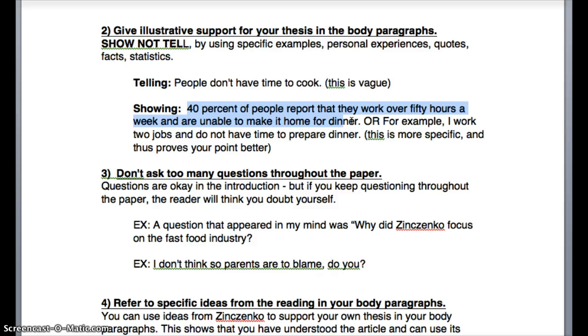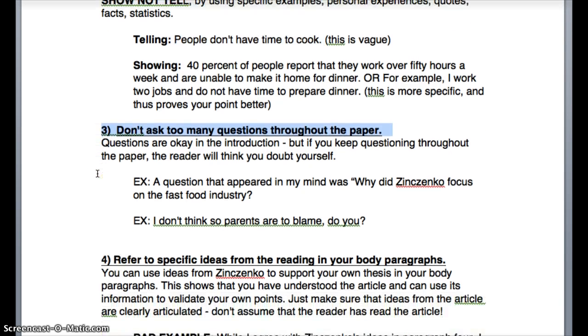It's not just telling. Here's another example, which is a personal example. "I work 2 jobs and therefore do not have time to prepare dinner." Okay? This is giving your personal experience, and this works as evidence in your body paragraphs. Both of these are better than just this vague statement that tells you people don't have time to cook. How do you know? Show me. All right, moving on to number 3.